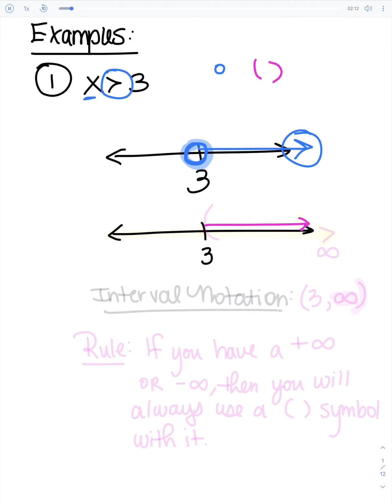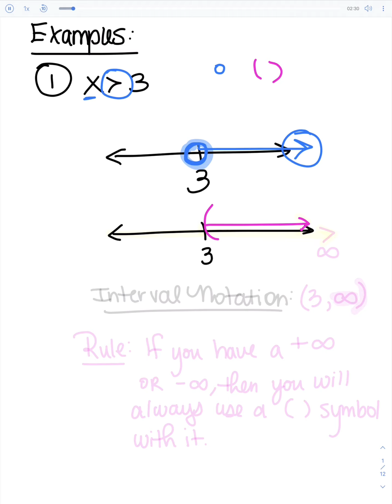Now, parentheses kind of have an issue because they can point a direction, while the parentheses need to point the way that the graph is pointing. This particular graph is pointing to the right, so our parentheses will also point towards the right.